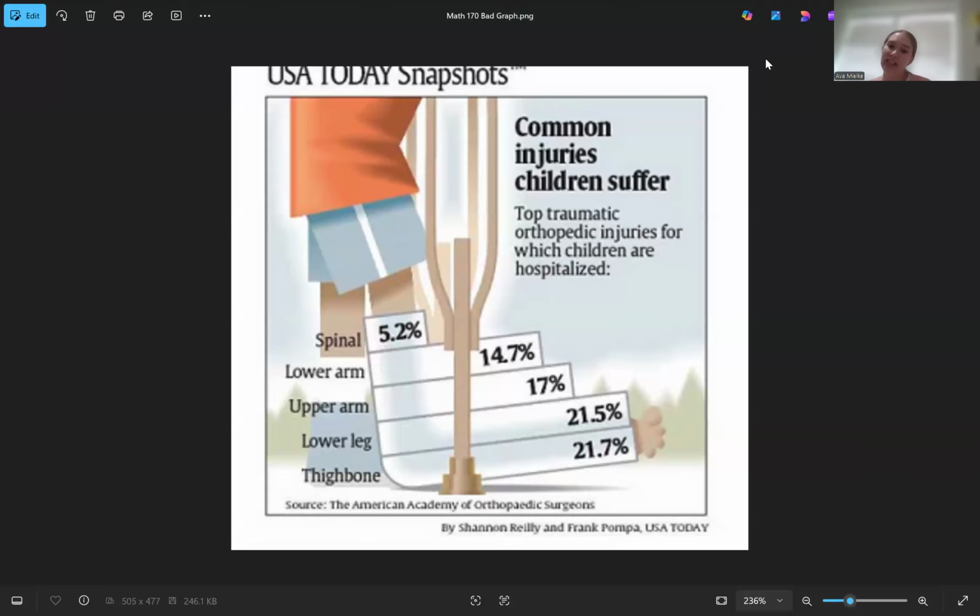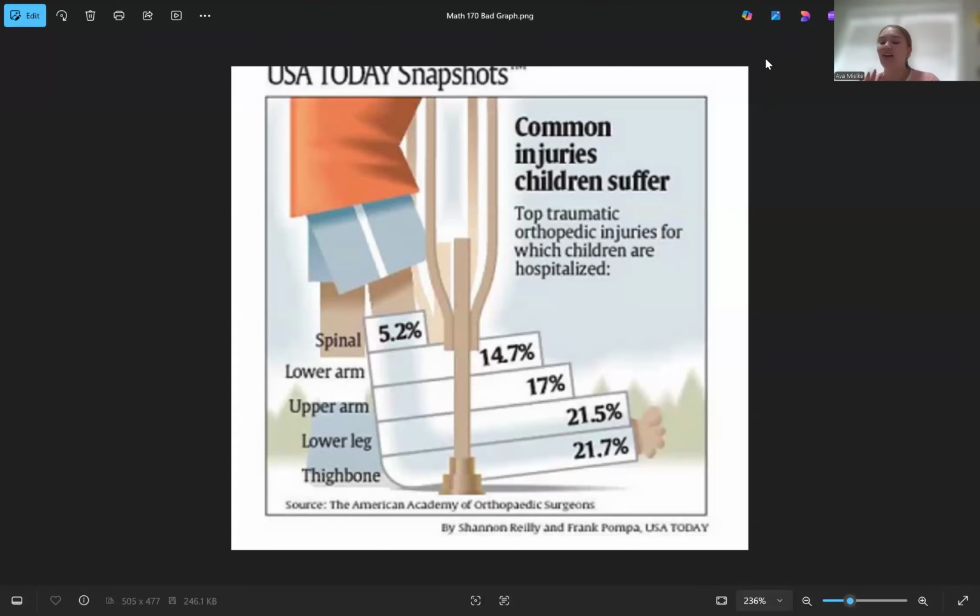So some of the ways to fix it: one, work on the axes, label the x-axis, label the y-axis, add in some tick marks, put in a different title that is not as misleading as this one. Make sure it's clear that it's not just injuries that children suffer, it's injuries suffered by children who are hospitalized specifically with orthopedic injuries. Add some kind of modifier there. And then also get rid of the crutch and the leg and just make it a straight bar graph. That would be much easier to see and a lot easier just to read and look at the data of.